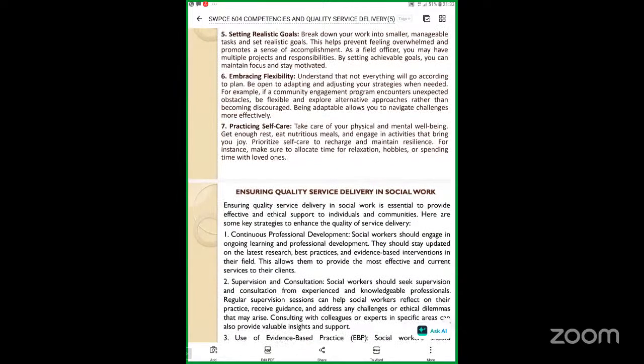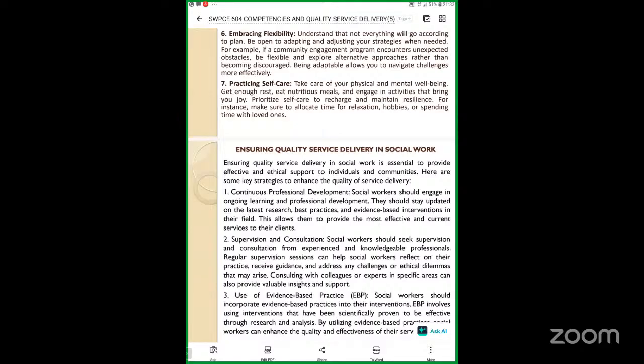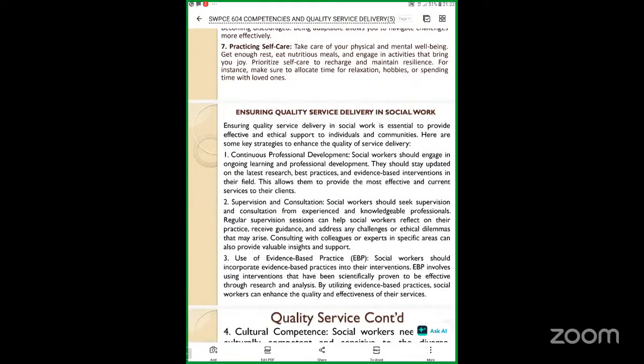Embracing flexibility, I think I explained it the other time. Don't be too rigid. Practicing self-care: don't forget yourself while you are trying to help people. Some doctors at times collapse. They are the ones treating people for one illness or the other, but some of them are also afflicted by these diseases, and they also die. Some take their own care with a light hand.